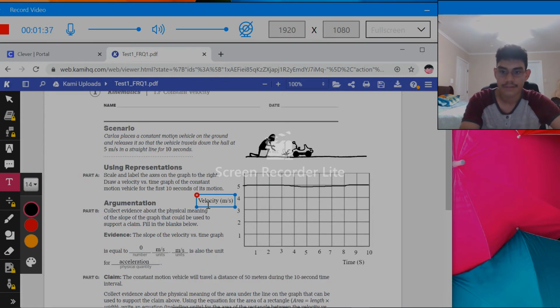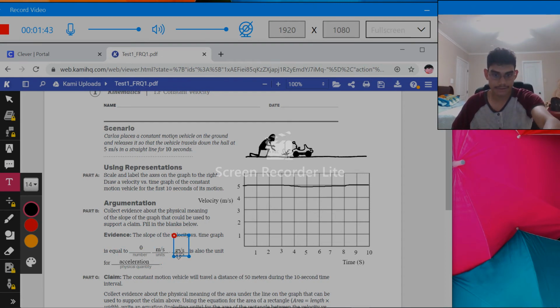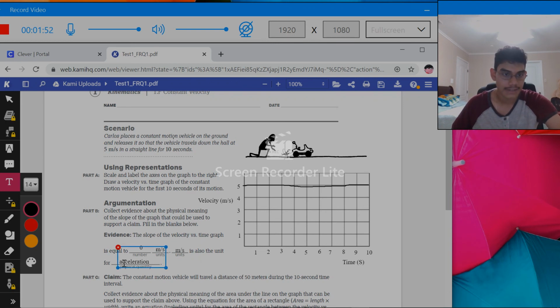There we go. The slope of the velocity versus time graph is equal to 0 meters per second because, since our line is a straight line, that means our slope will be 0 meters per second. And also, meters per second is a unit for acceleration, because acceleration is defined as the rate of change in velocity.